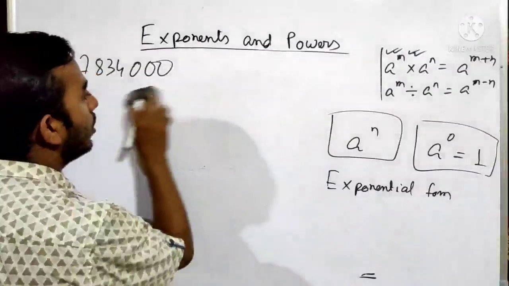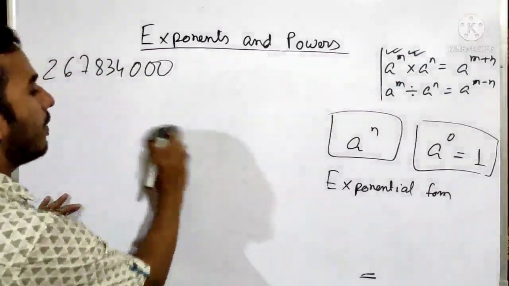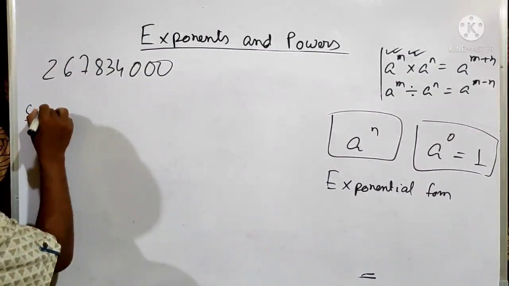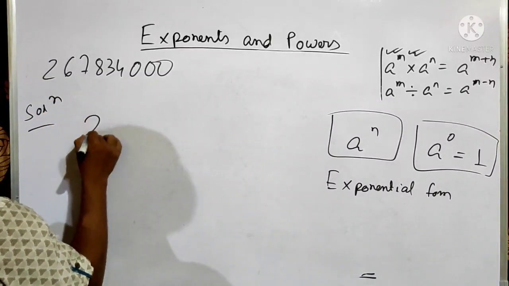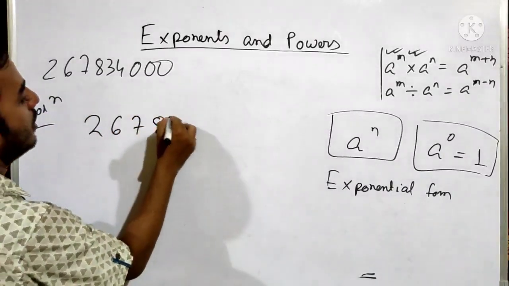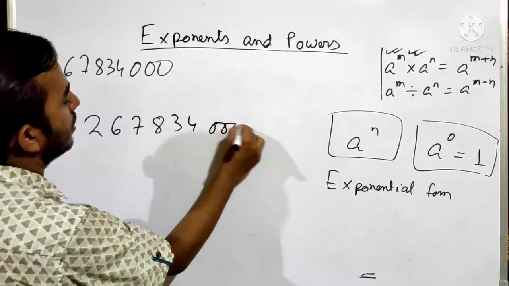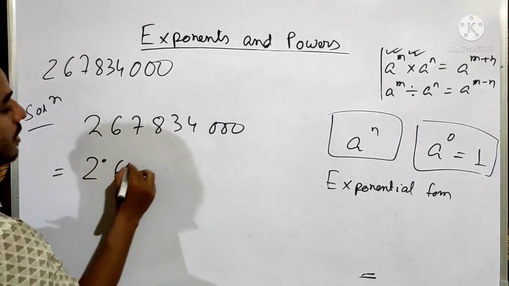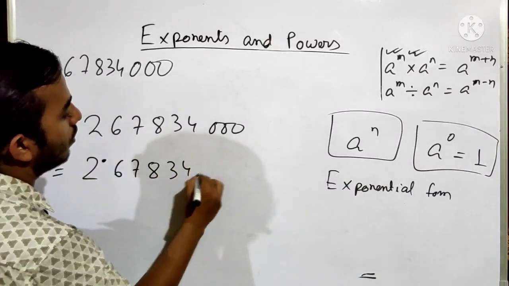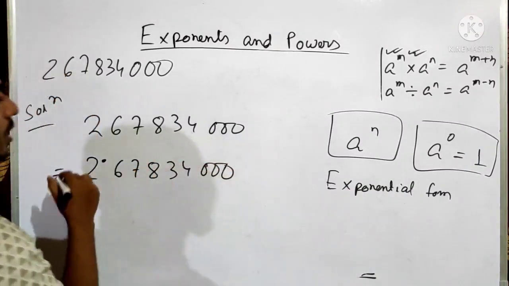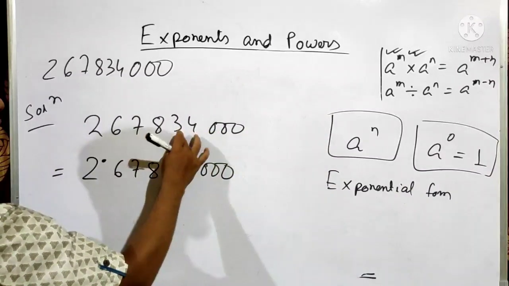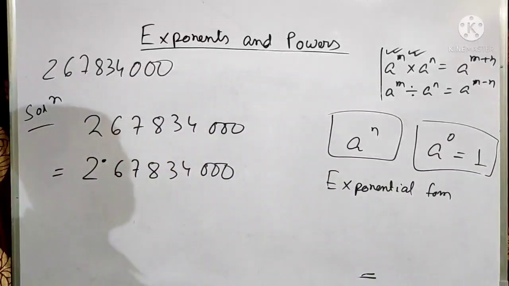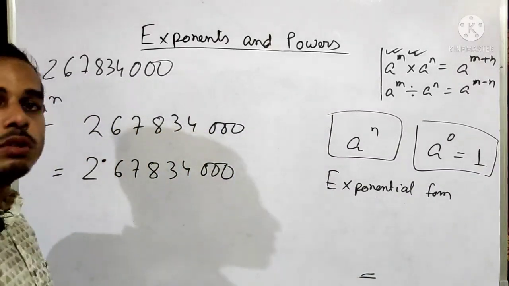So as a rule, we have to put the decimal after one digit, isn't it? So write solution. So put decimal 2.6 7 8 3 4 000. So we have to put decimal after one digit. Now look, this number is what? 26 crore, 78 lakh, 34,000, isn't it?